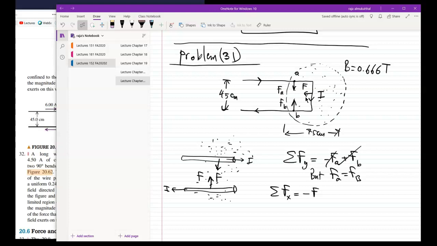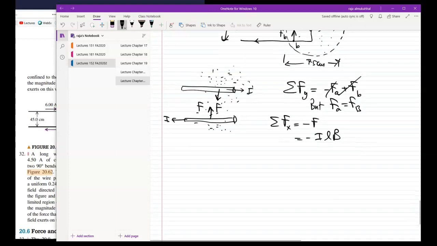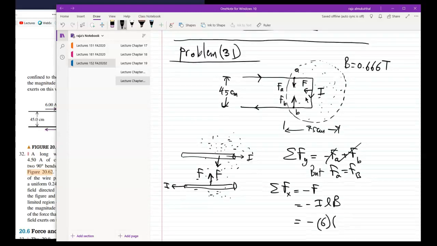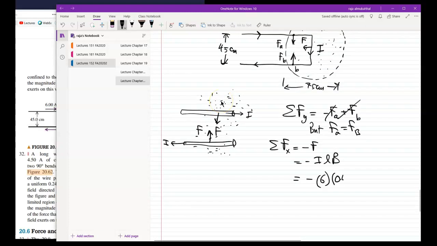Now, what is that force equal to? Well, it's equal to ILB sine theta, but theta is 90 degrees. And that's it, we're done. So in this case, we have minus the current. The current is 6 amps. What's the length of the wire? This segment right here is equal to 45 centimeters, right? So that's going to be 0.45 times how many Teslas? 0.666, and then we would calculate that, and we get 1.8 Newtons. So that's basically what the force F is.